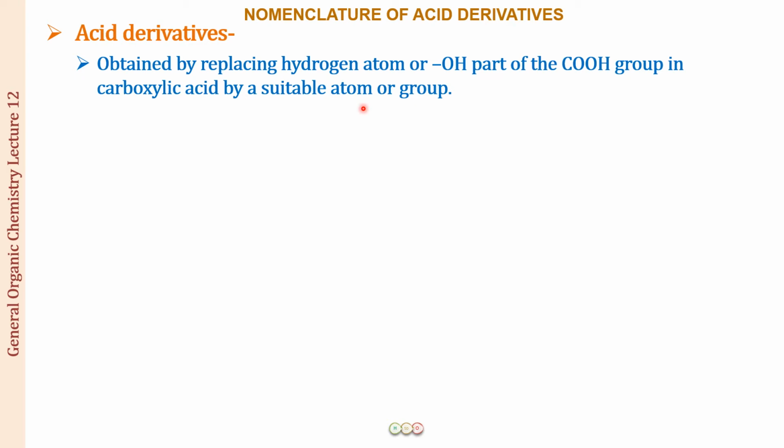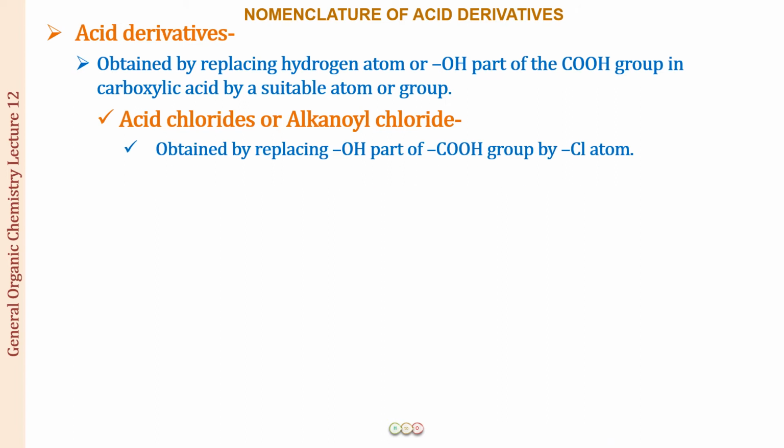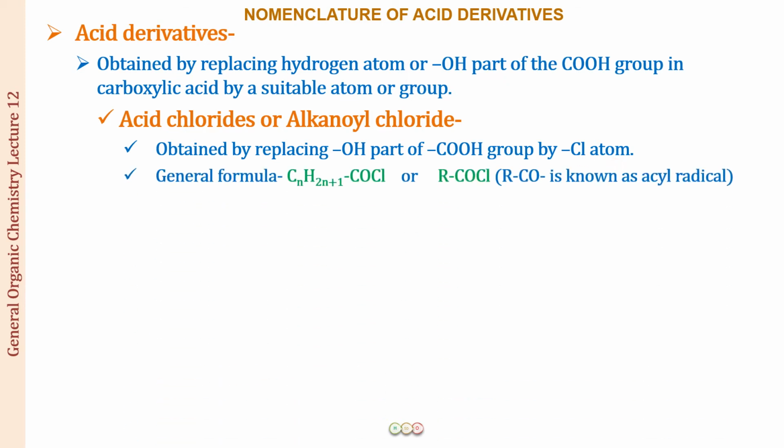So let us see these acid derivatives one by one. The first acid derivative we have is the acid chlorides or the alkanoyl chlorides. These we are going to obtain by replacing the OH part of the COOH group by the chlorine atom. So the general formula of these compounds is going to be CnH2n+1COCl.